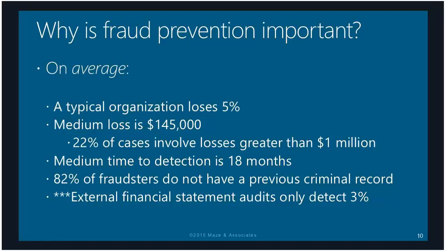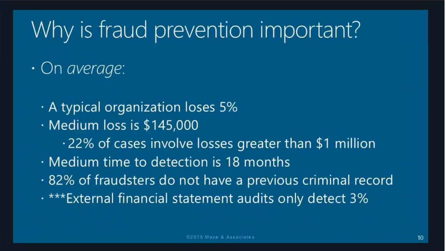The median time to detect the fraud is 18 months. Later on, we'll be talking about a couple of organizations that we looked at that took up to 2 years to find these frauds. 82% of fraudsters do not have a previous criminal background, so they're not necessarily the criminal type. And external audits only detect 3% of the frauds out there.